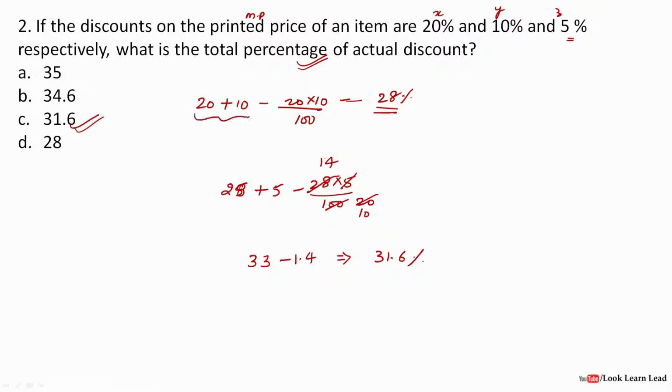So this is the method for calculating 3. First I'll calculate for 2. After that the resultant I calculate with 3. I have used the same formula, that is x plus y minus xy upon 100. So this is the formula which I used.